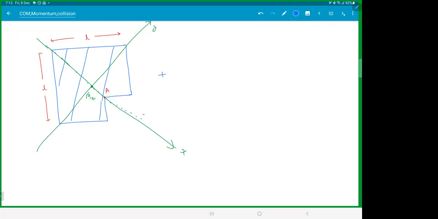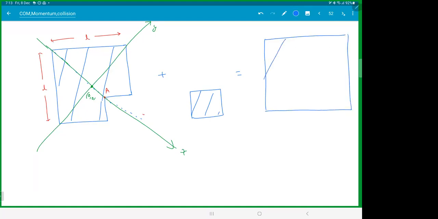So you're adding this plus this, you get this. So this mass will be sigma into L square. This mass M2 will be sigma into A square. This mass M1 will be total mass minus M2, sigma L square minus A square. There I got the masses.